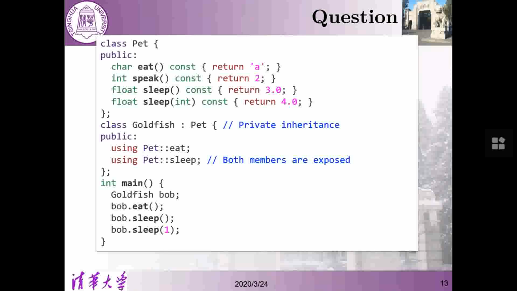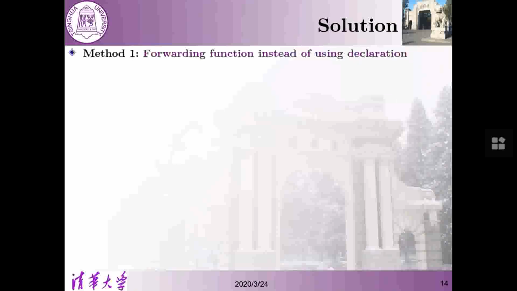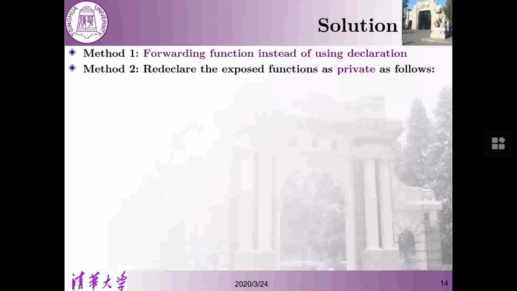However, in previous years, some students asked this question: if we do using in this way, then these two versions will be exposed. Both versions can be accessed. How do we expose only one version? For example, if I only want to expose this version, I don't want to expose this version. How do we do that? I think there are two solutions to this.